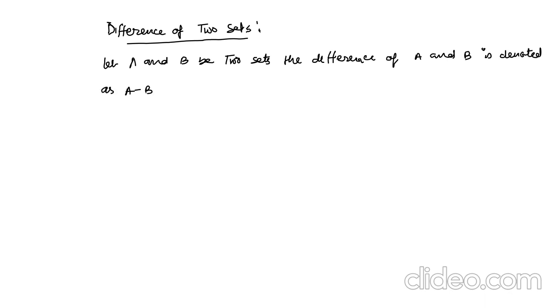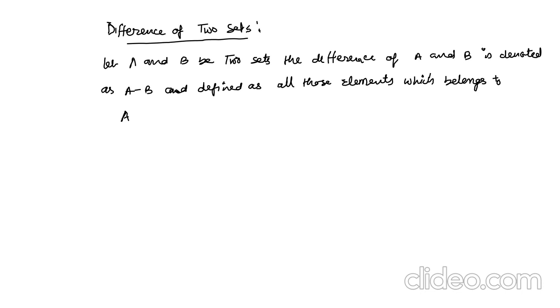is denoted as A minus B and defined as all those elements which belong to A but do not belong to B. Taking only those elements which belong to A but do not belong to B, we write as A minus B.